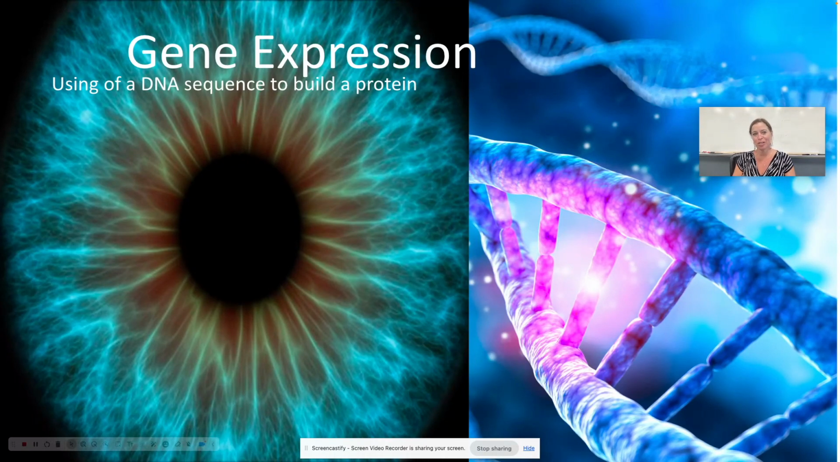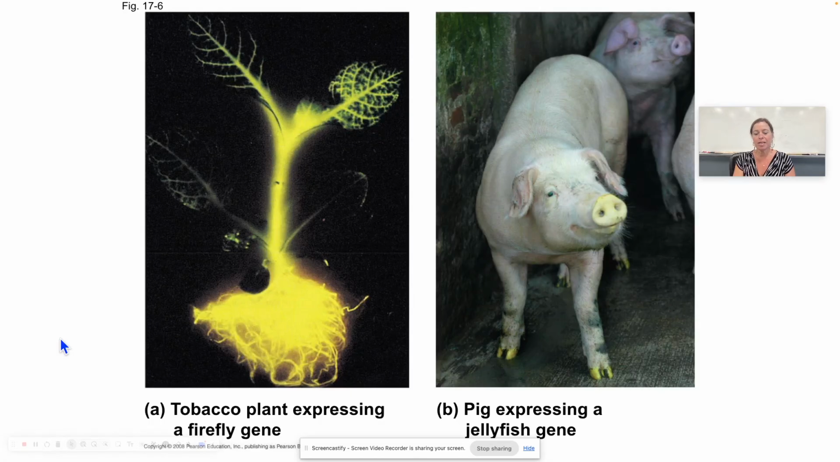We're going to be talking about gene expression today, which is simply the use of DNA to actually express a trait by building a protein. So you can see in this slide that there is a tobacco plant expressing a firefly gene. When we say expressing, we say that it's producing the protein to glow.